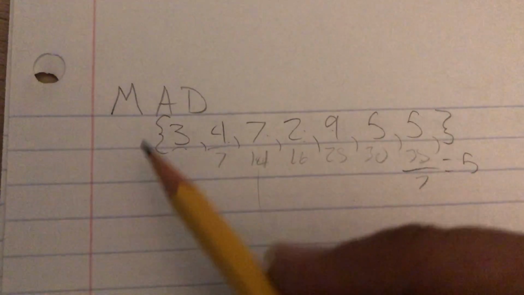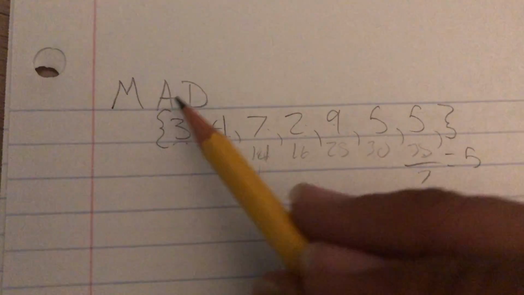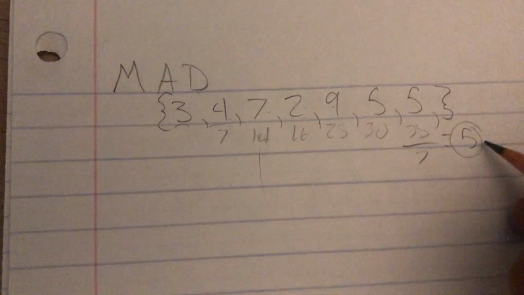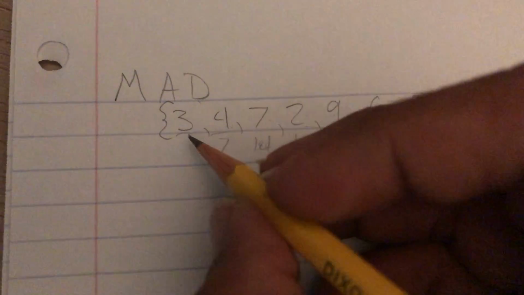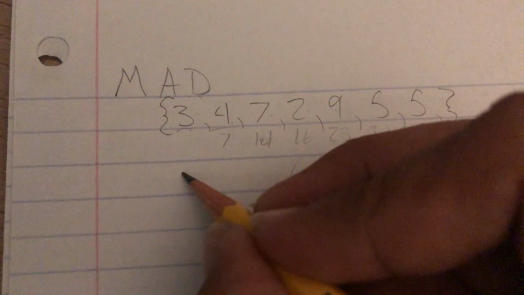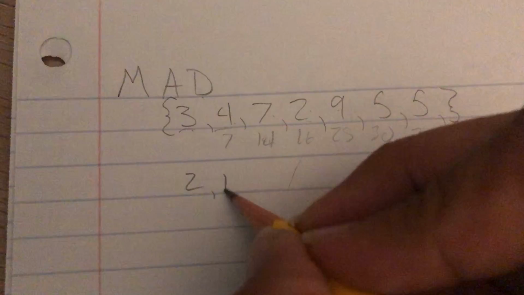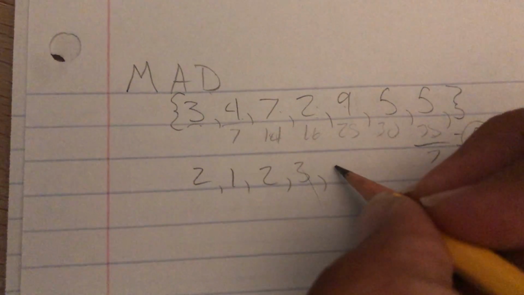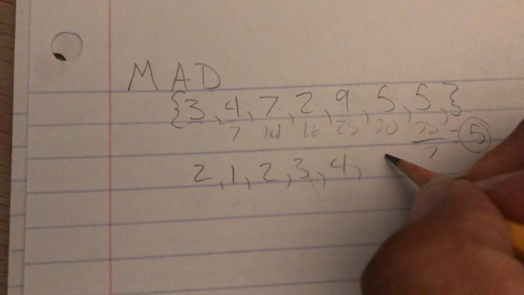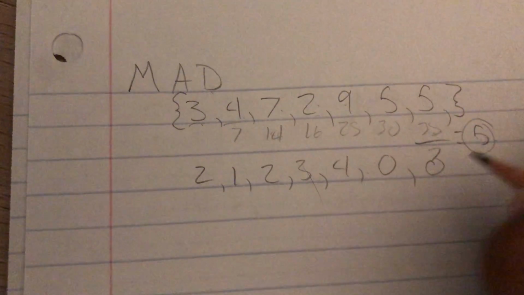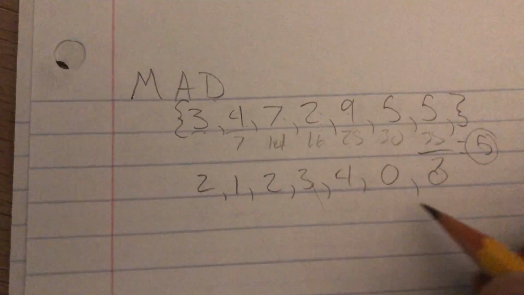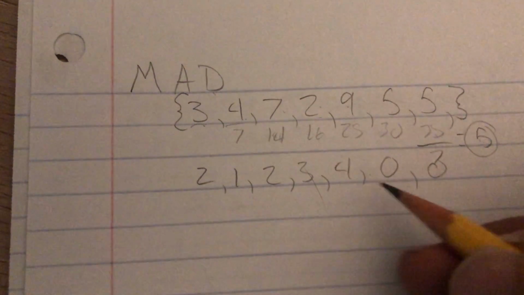Okay, so to find the mean of absolute deviation, first you have to find the absolute deviations. So the deviations from the mean. Okay, so how far is every number from 5? That's going to make a new set. So how far is this from 5? How far is this from 5? How far is that one from 5? Like that. And you're going to be left with these numbers.